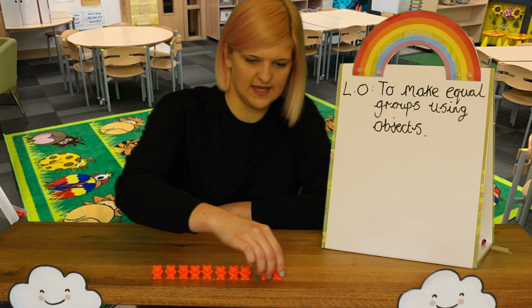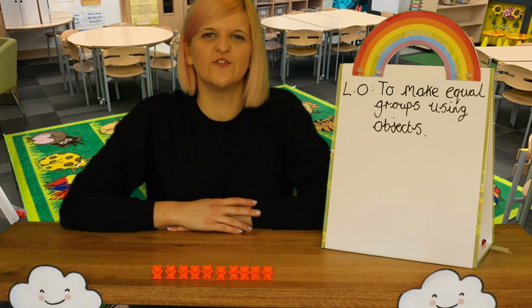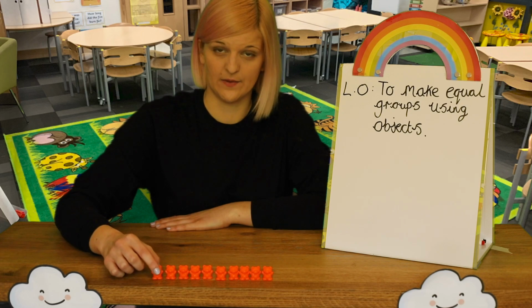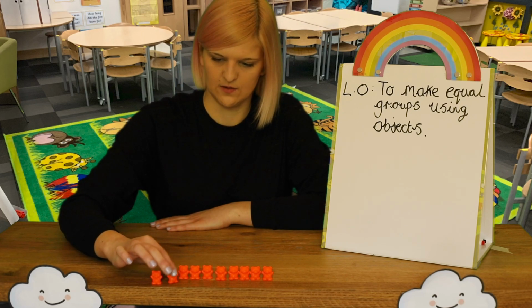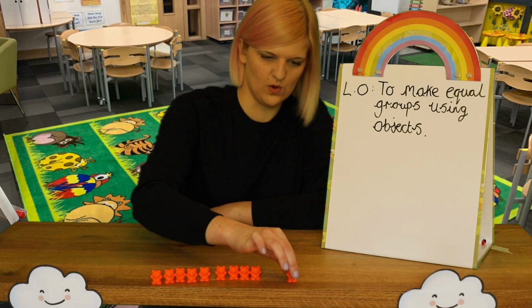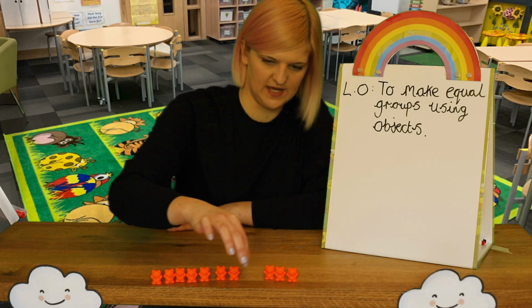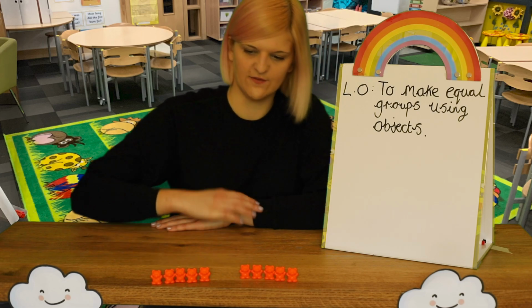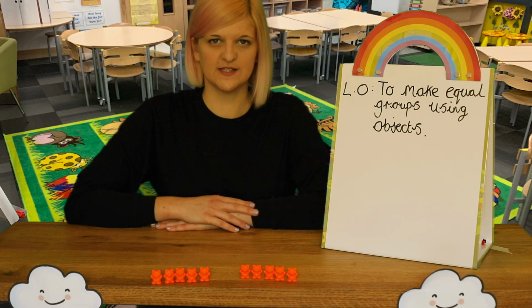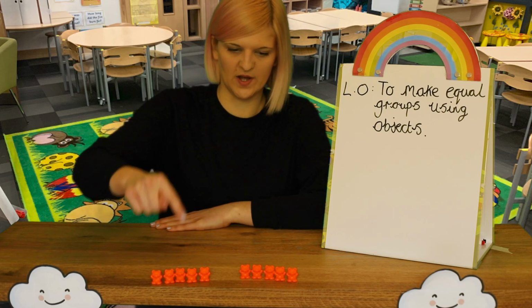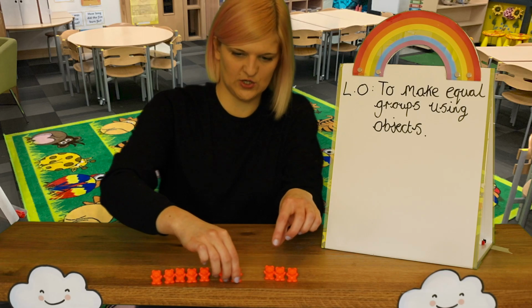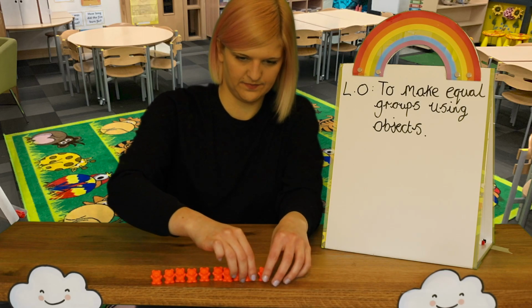Now I want to make groups of 5. So how many groups can I make? Let's count them. 1, 2, 3, 4, 5. So I had 10. I've grouped them into 5s. How many groups have I got? 1, 2. I've got 2 groups of 5. Let's squish them back together one more time.